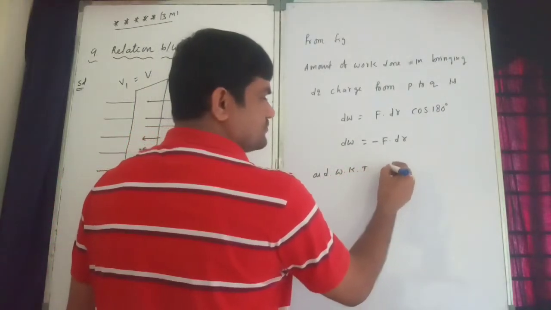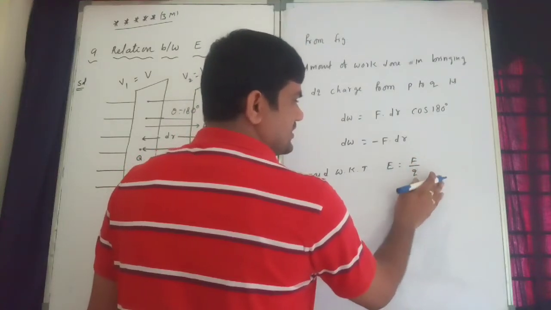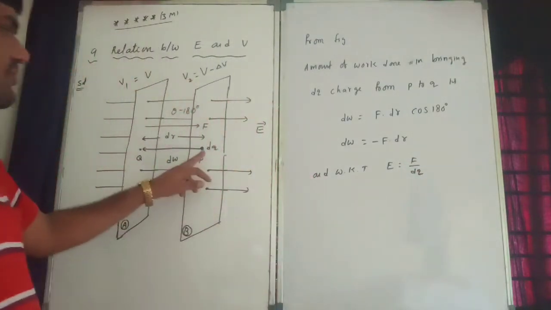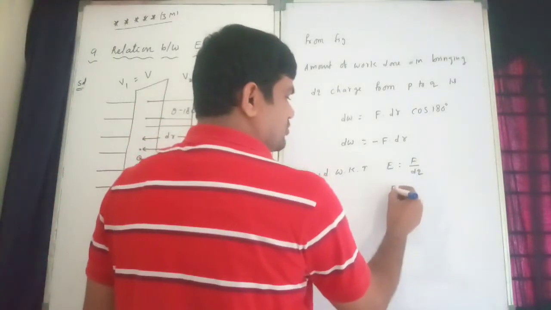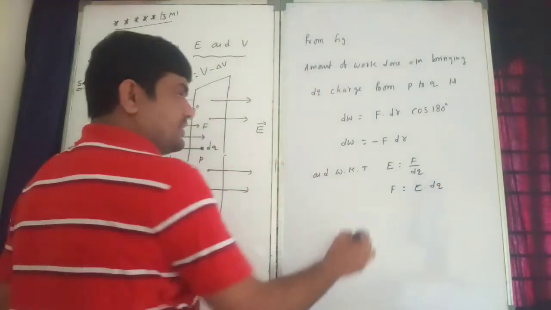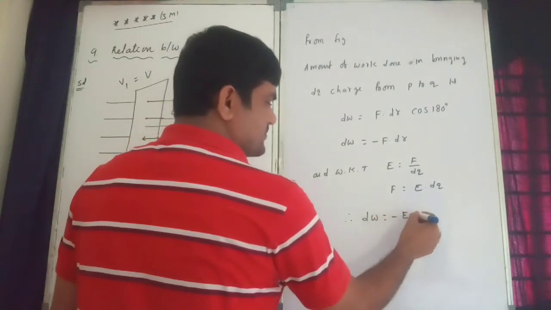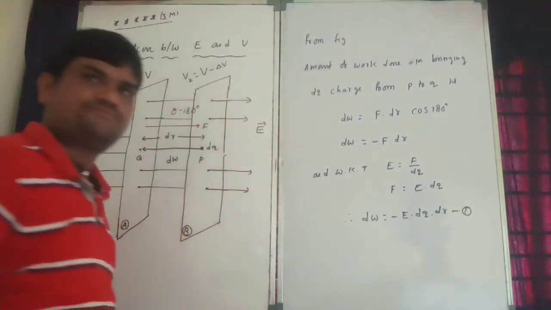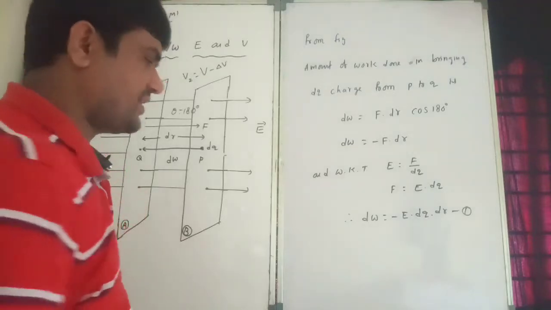And we know that E is equal to F by q0; here, instead of q0, dq will be there. Therefore, F is equal to E into dq. Therefore, dW is equal to minus E into dq into dr. Equation number 1.